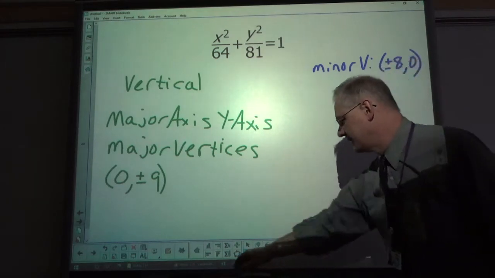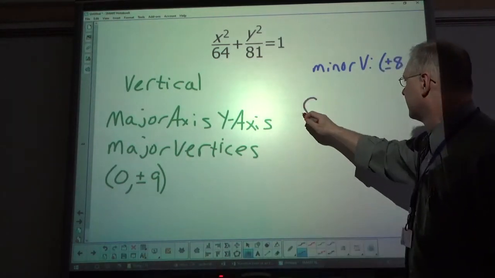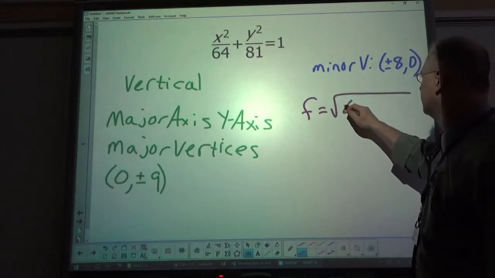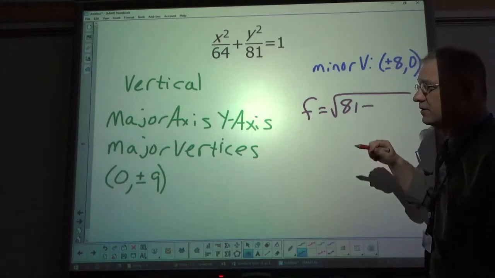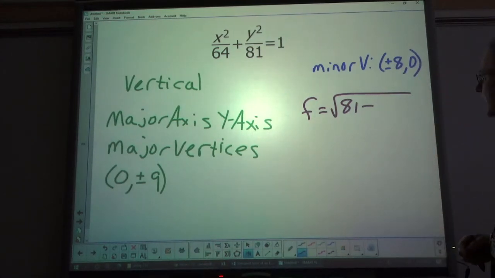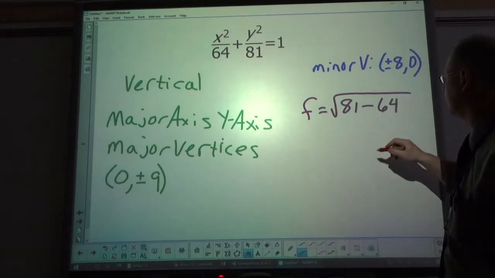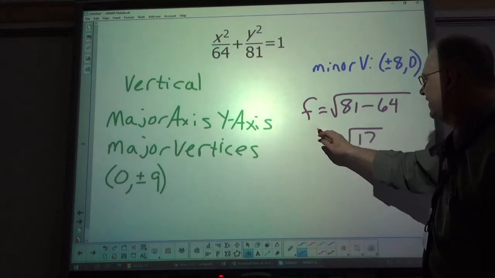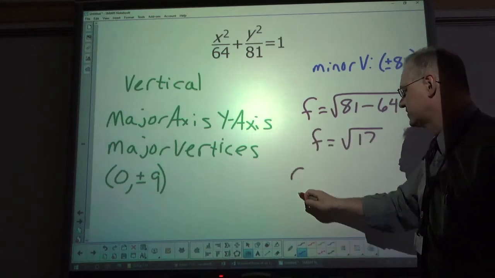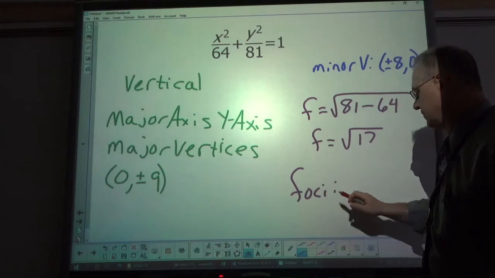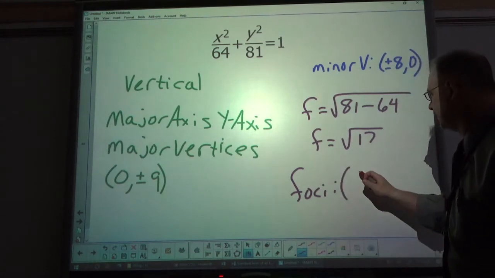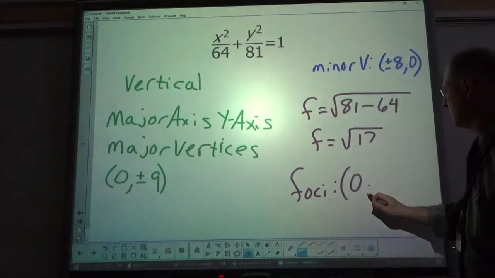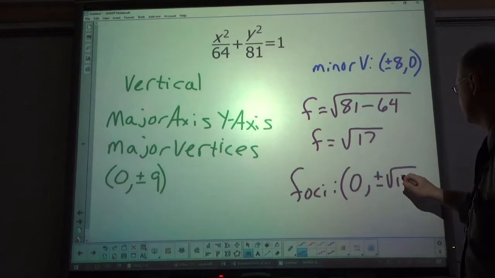The foci, f value is the big denominator minus the small denominator. So that gives you the square root of 17 for f. So the foci is going to be found by, it's in the same coordinate spot as the major vertice. So it's 0, comma, plus or minus the square root of 17.